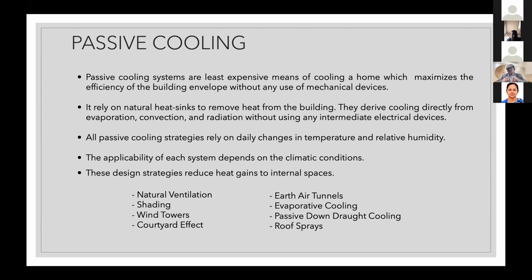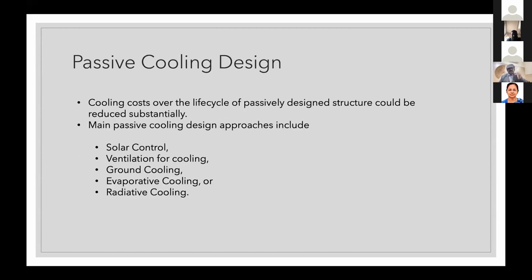And obviously, the planning has to be done based on the local environment. The applicability of each system depends on the climate conditions prevailing in the area. These design strategies reduce heat gains to internal spaces, and include natural ventilation, shading, wind towers, courtyard effects, earth air tunnels, evaporative cooling, passive downdraft cooling, and roof sprays. Let's go a bit further in this. The cooling costs over the life cycle of a passively designed structure could be reduced substantially if we go for passive cooling. Main passive cooling design approaches include solar control, ventilation for cooling, ground cooling, evaporative cooling, or radiative cooling.